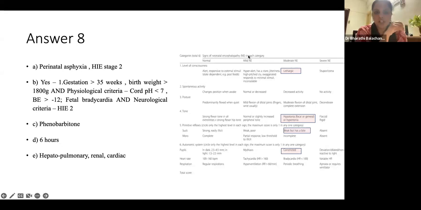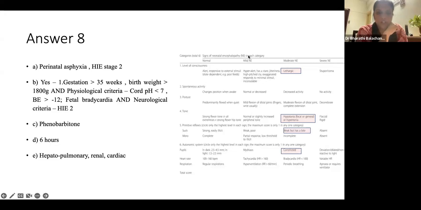One is physiological criteria and the other is neurological criteria. Physiological criteria, we have an abnormal cord gas. We also have fetal bradycardia. And neurological criteria, this baby is in HIE stage 2. So gestation age, physiological criteria, and neurological criteria.